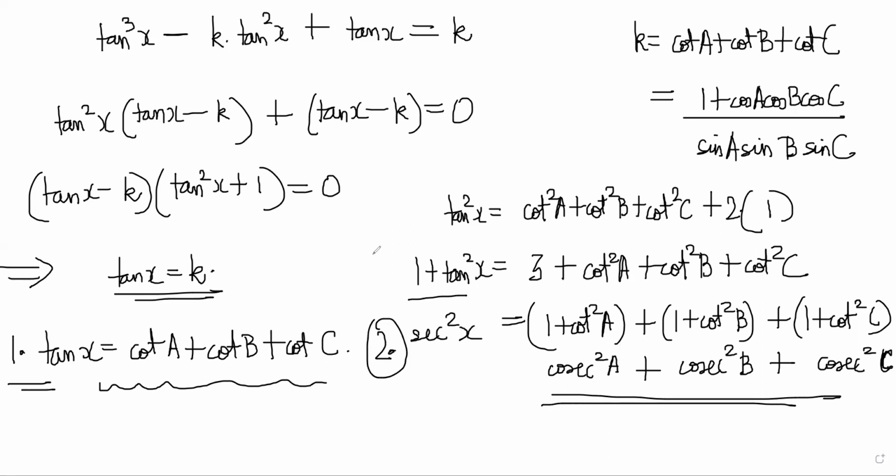So the key part of the problem was simplifying the equation intelligently and realizing that the equation becomes basically tan x minus k times tan square x plus 1 is equal to 0, which implies that tan x must be k, and k was cot A plus cot B plus cot C. So this question tests whether you can simplify formulas and long expressions properly or not. Hopefully you all learned something from this particular problem. We'll go to the next one now.